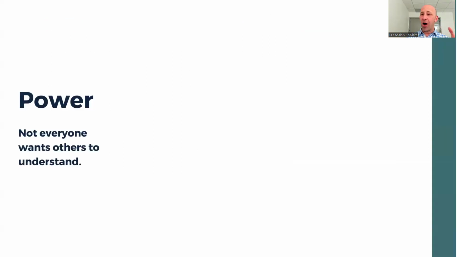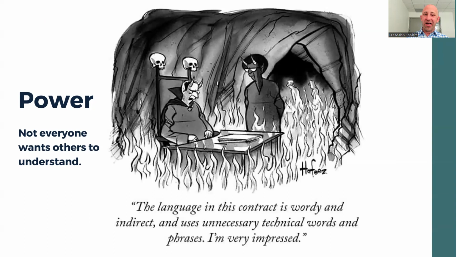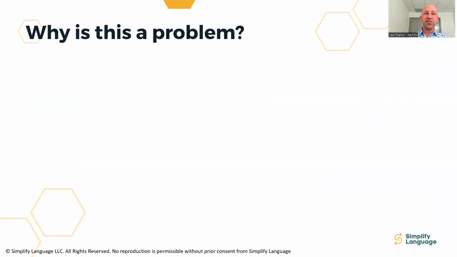So we'll talk more about power and how a lot of language in society was created intentionally to exclude people, and how a lot of what we've been taught our whole lives is about impressing people with our language. So again, this is unlearning, and that's what makes this hard to do.